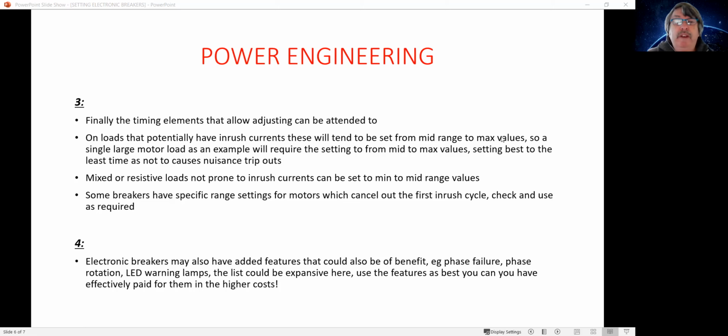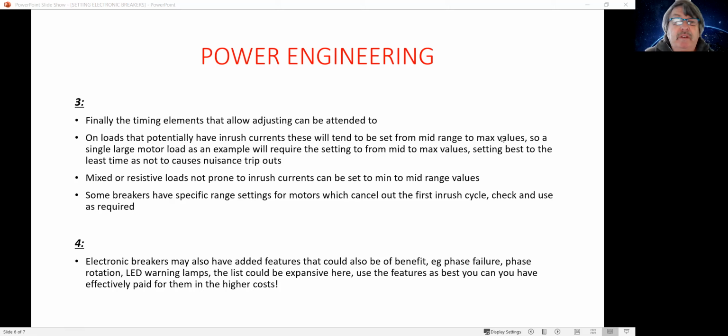So mixed or resistive loads tend to not have high inrush values, and we could easily set these somewhere between the minimum value and the mid-range of those adjusting knobs. If you've got motors, for instance, you would tend to put them from the middle of the range to the max. Now, the only time you'd probably use the max is if you've got a single motor and nothing else on there, a single huge inrush value type of thing. So if you don't really know, I suppose you could spot them and put them in the middle anyway. The idea here is always that under running conditions they would never trip with nuisance values.